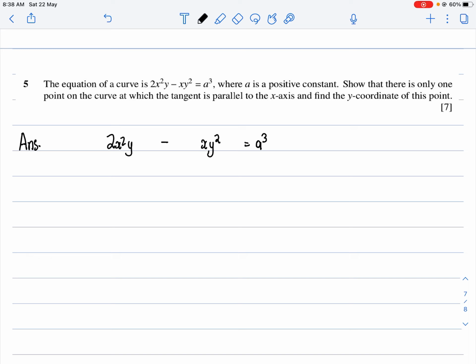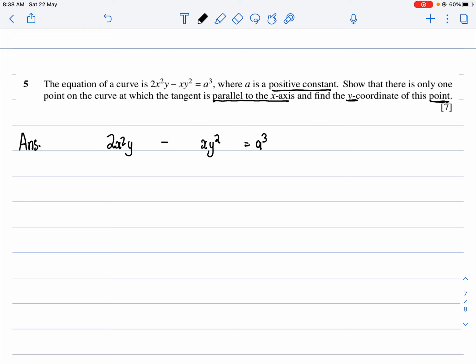This is the fifth question of the paper. As you can see, they have given us an equation of a curve with a positive constant a. We need to show that there's only one point on the curve at which the tangent is parallel to the x-axis and find the y-coordinate of this point.